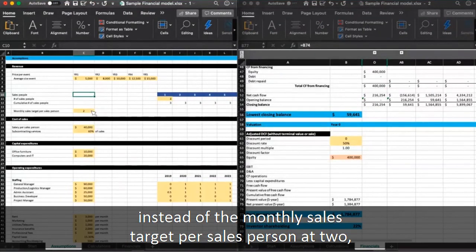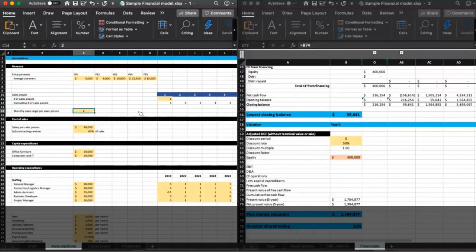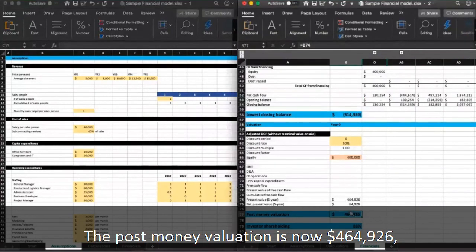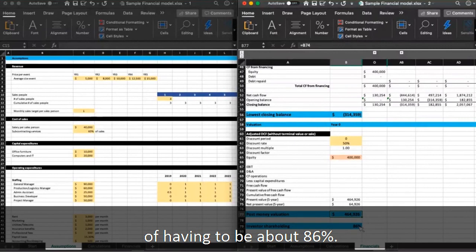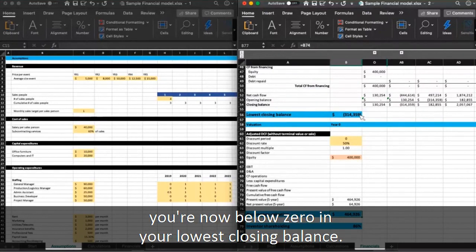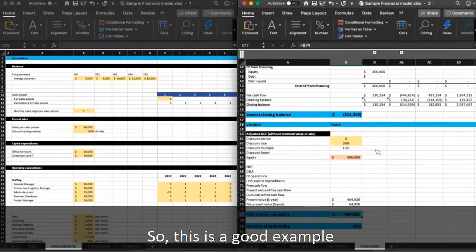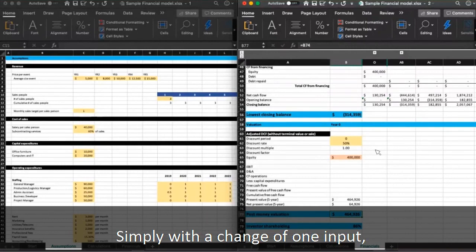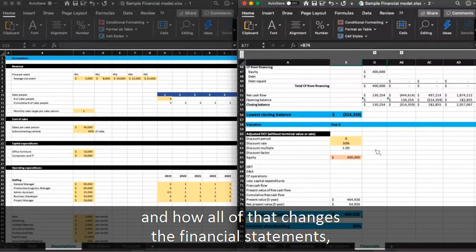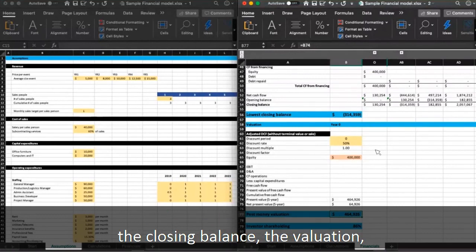Say, for example, instead of the monthly sales target per salesperson at 2, let's say it's now 1. The post-money valuation is now $464,926, which results in an investor shareholding of about 86%, which is probably not going to work. In addition to that, you're now below zero on your lowest closing balance. So this is a good example of how everything is interconnected in a financial model and how all of it is dynamic, simply with the change of one input, and how all of that changes the financial statements, the closing balance, the valuation, the investor shareholding.